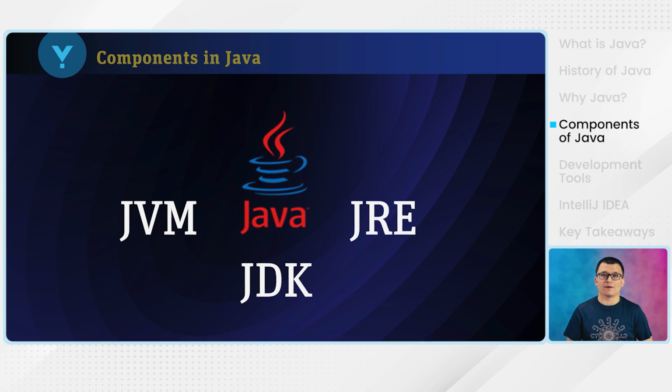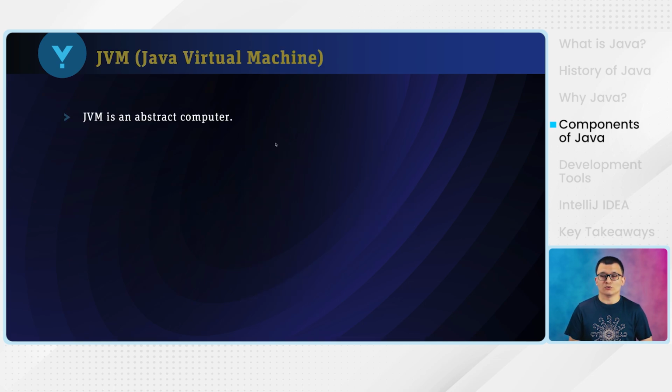We have the JVM, which stands for Java Virtual Machine. Then we have the JDK, which stands for Java Development Kit, and the JRE, which is the Java Runtime Environment. So what is this JVM that we are talking about here? This Java Virtual Machine is basically an abstract machine.